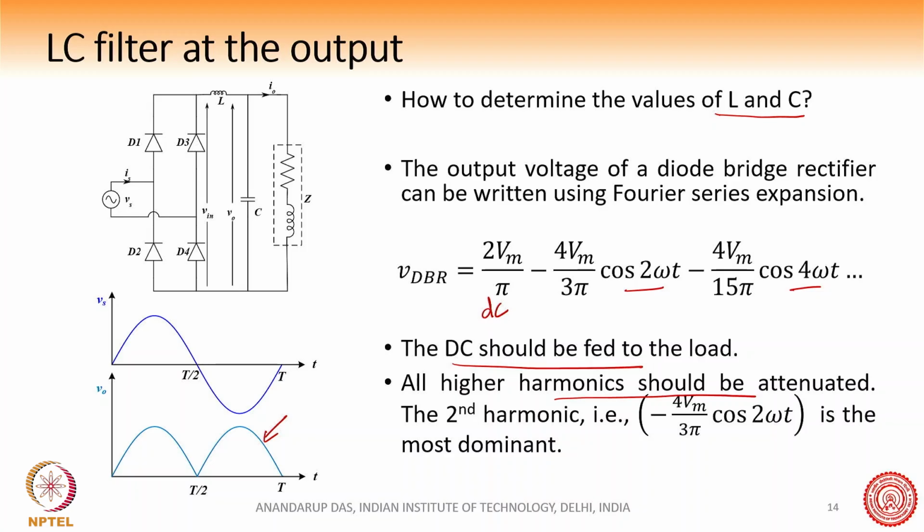It may not be possible to fully attenuate everything, but first, because the second harmonic is the most dominant, the fourth harmonic is actually, you can see here, 1/5 of the second harmonic, right? So if we target the second harmonic, we find that it is the most dominant, and we should design our filter in such a way that the second harmonic is attenuated, right?